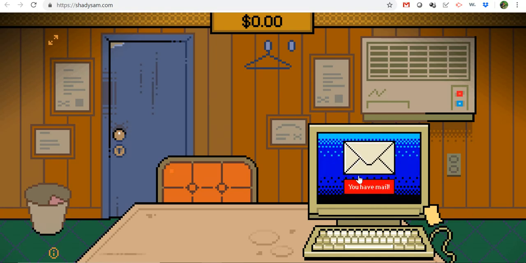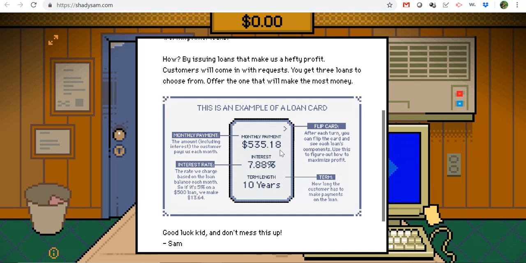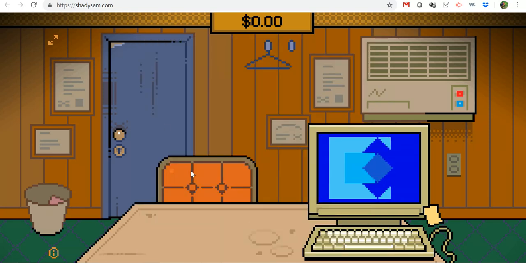How the game begins is you get an email. Basically, it's just saying you're starting your first day, and what's going to happen is someone's going to come in the door, and they're going to tell you their situation and say, I need this much money for this. Then you're going to be given three options, and you have to tell me which one is going to give you, as the business, the most money. So it'll tell you the monthly payment, the interest rate, how long it's going to be, and then eventually it'll flip the card over. All right, so go ahead and get started.